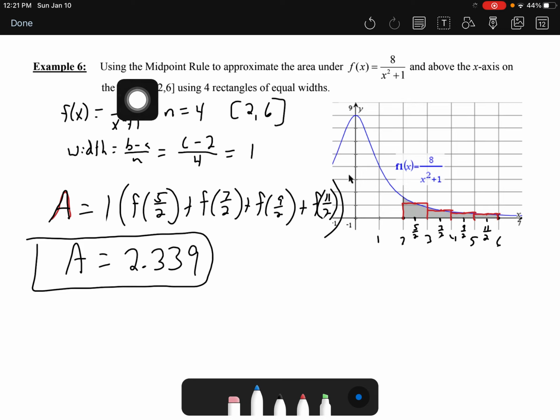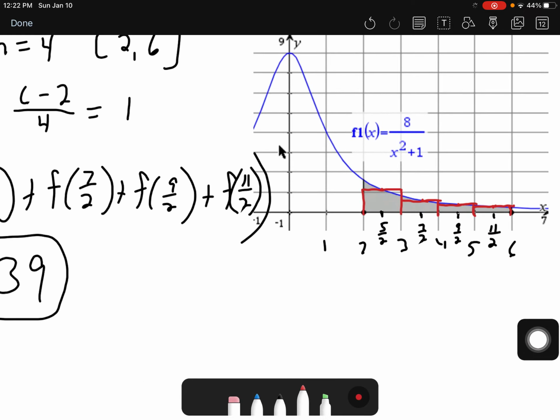I just want to reiterate a couple of points in here. We had used the midpoint rule to approximate the area under this curve, 8 over x squared plus 1. That midpoint rule was telling us, when we draw these representative rectangles, which give us an estimate of the area under the curve, where do we want those rectangles to intersect the function? With the midpoint rule, we want those rectangles to intersect the function right in the middle, and that's what we were seeing when we drew these in.